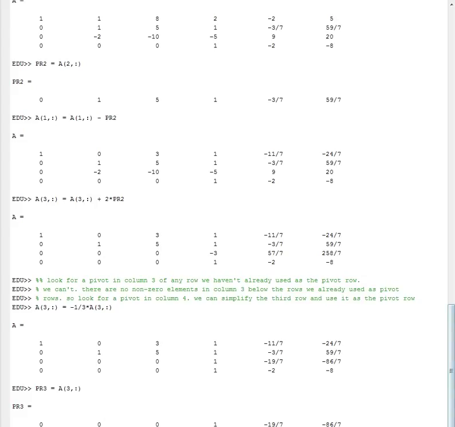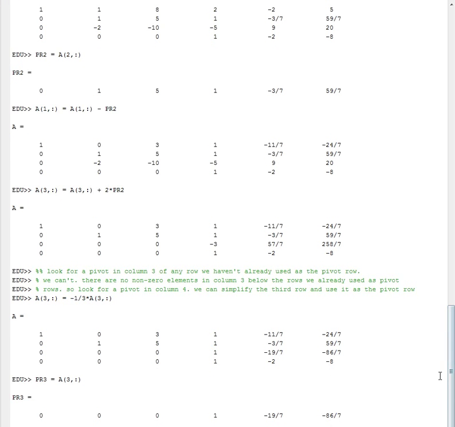And then I'm identifying the third row, as it looks like now, as our pivot row that we're going to use to multiply by a constant and eliminate the non-zero entries in the same column containing that pivot. Same thing we've been doing this whole time.